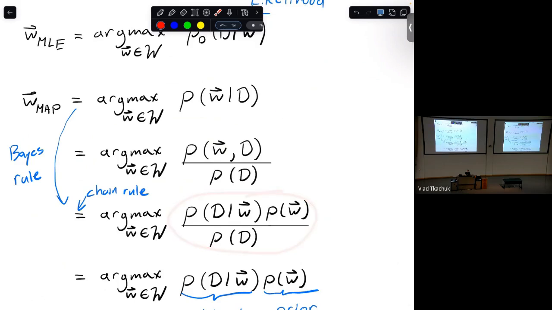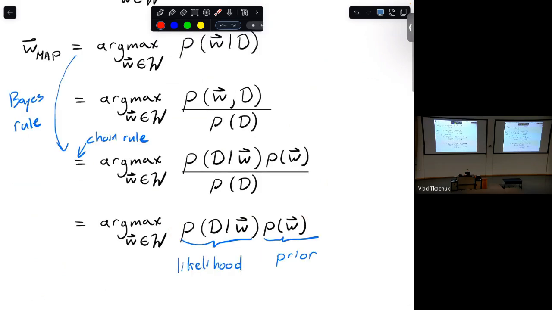And we want to maximize this quantity. Since the denominator has nothing to do with the parameter, it's just a constant scaling a function. It's not going to change the maximizer, so that can go away. And we end up with an expression like this, which is that the MAP estimate is just the parameter that maximizes the likelihood, which we have already seen before, times the prior, which is our prior knowledge, our assumptions on what the parameter might look like.